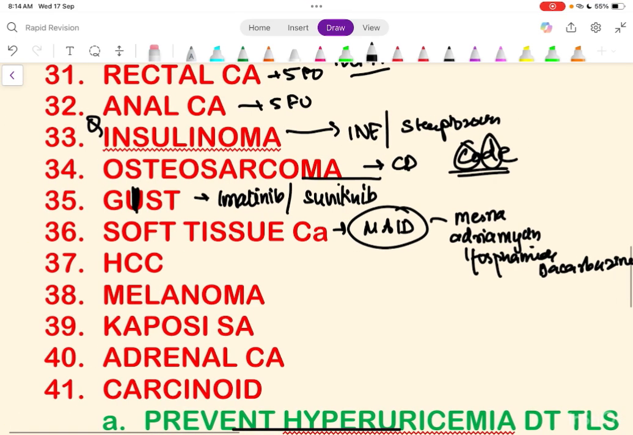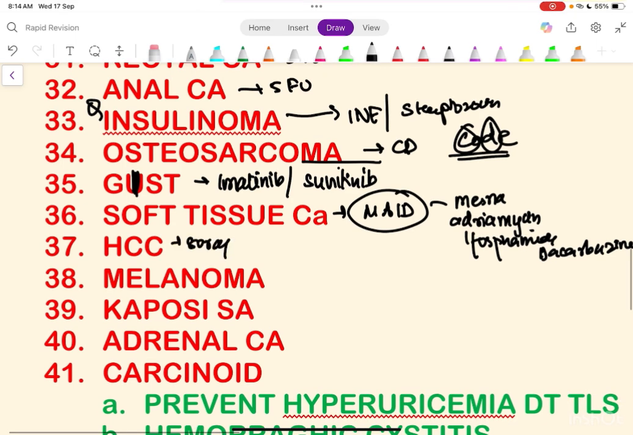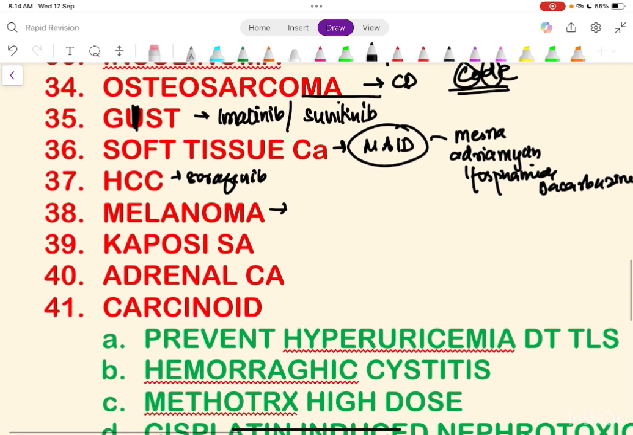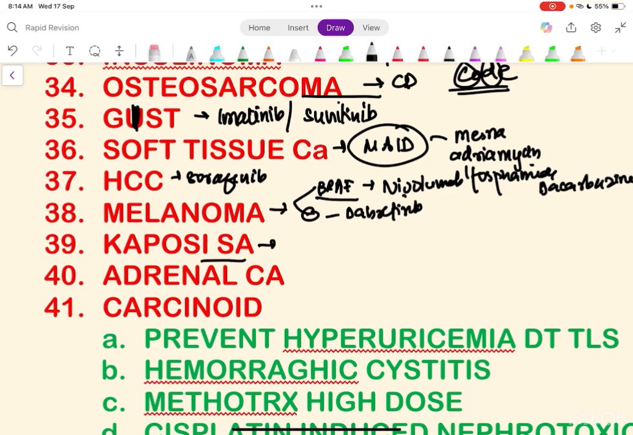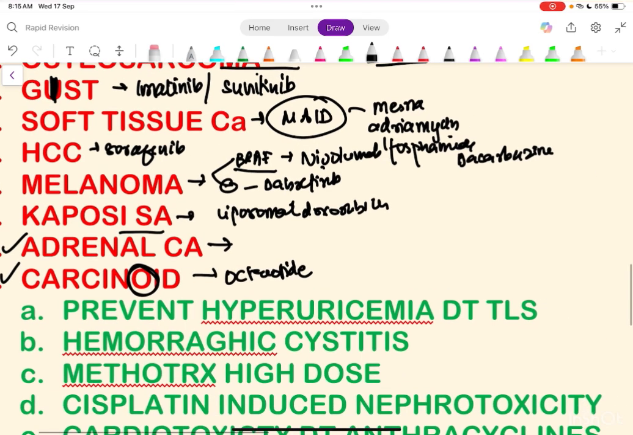Alright, so after this we have HCC. Now in HCC, when I covered the anti-cancer drugs, I told the drug was sorafenib, which is also used in renal cancer. In melanoma, it depends if it is associated with the BRAF mutation, so obviously you will need some OMAB, so we will use nivolumab, and if it is not associated, then dabrafenib. Now Kaposi sarcoma is liposomal doxorubicin. Now these ones are a little different. So in carcinoid, by O just remember octreotide, and by adrenal you have to remember mitotane.